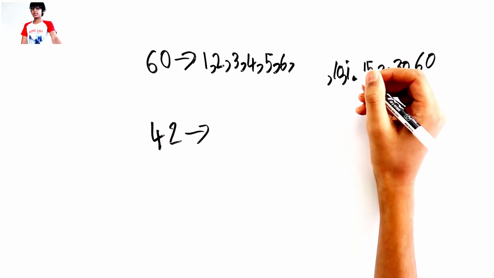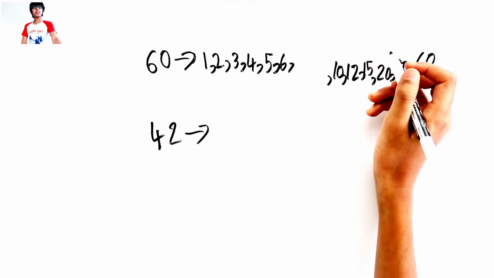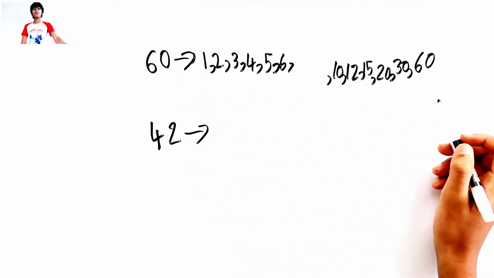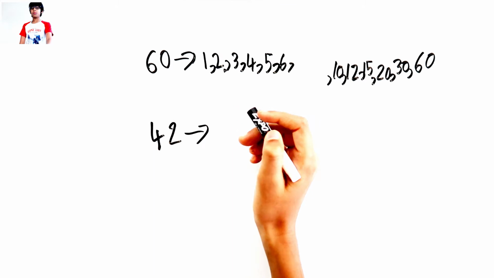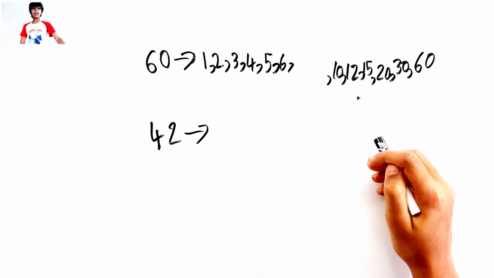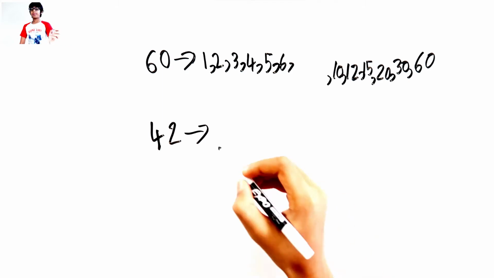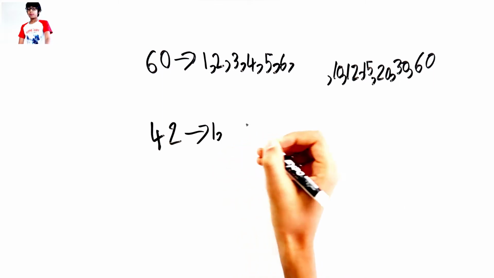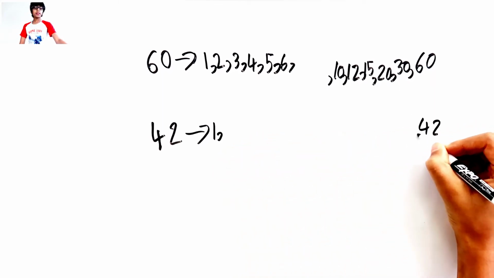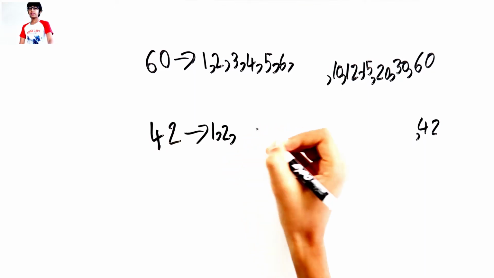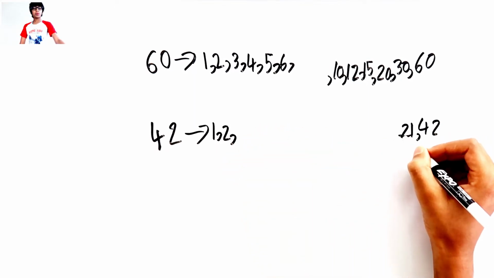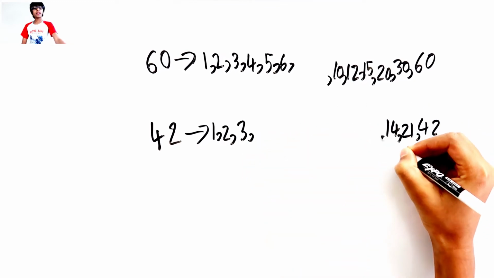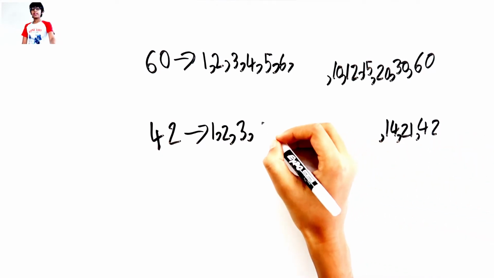And we can't do 7 or 8. Okay, so these are the factors of 60. They're 1, 2, 3, 4, 5, 6, 10, 12, 15, 20, 30, 60. Now let's find the factors of 42. 1 times 42 is 42. 2 times 21 is 42. 3 times 14 is 42.